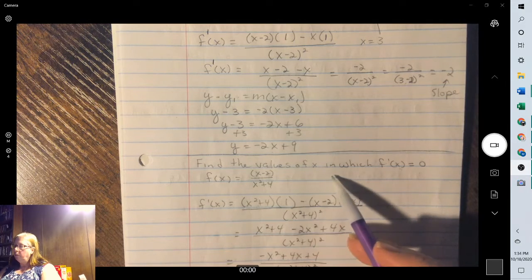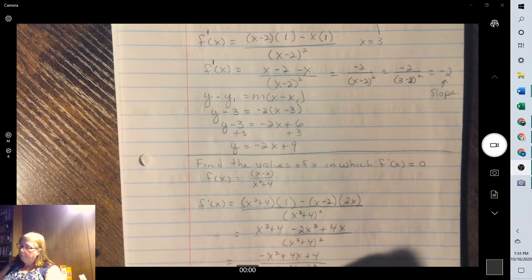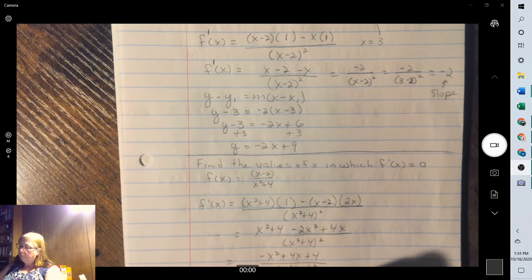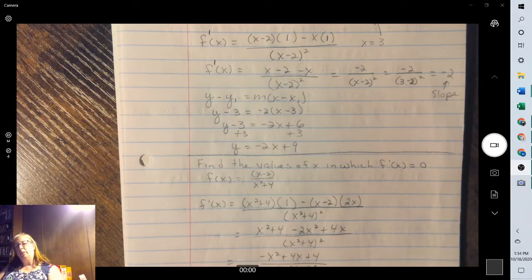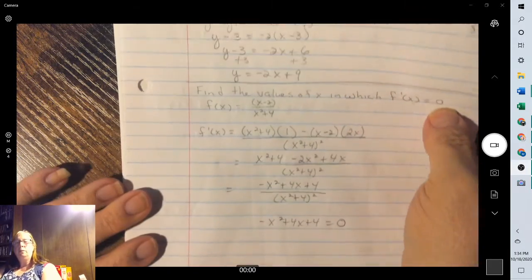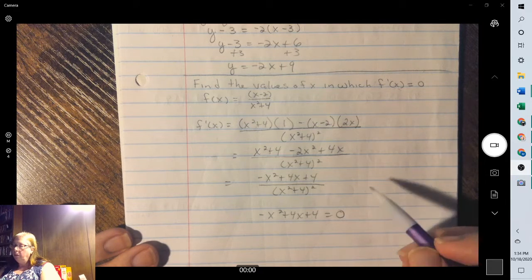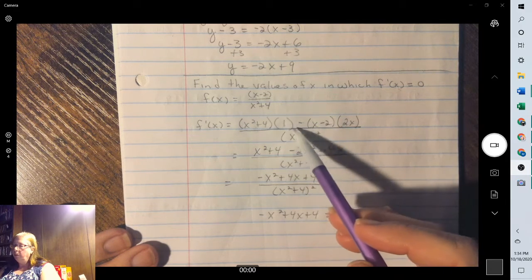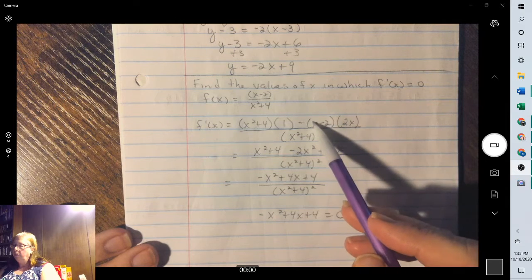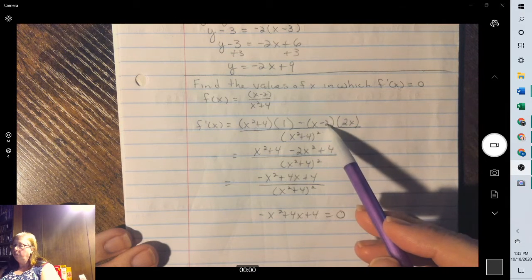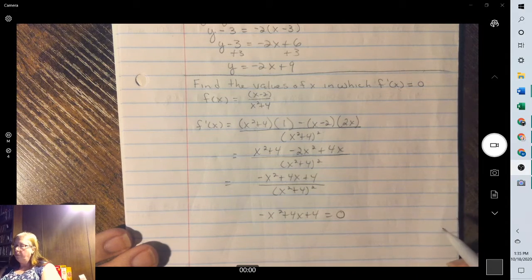Find the values where the derivative is 0. When you're setting a fraction equal to 0, the only way it will equal 0 is if you set the top equal to 0. I just want to make sure: bottom derivative top minus top derivative bottom. Negative 2x squared plus 4x. Okay. This is not factorable.